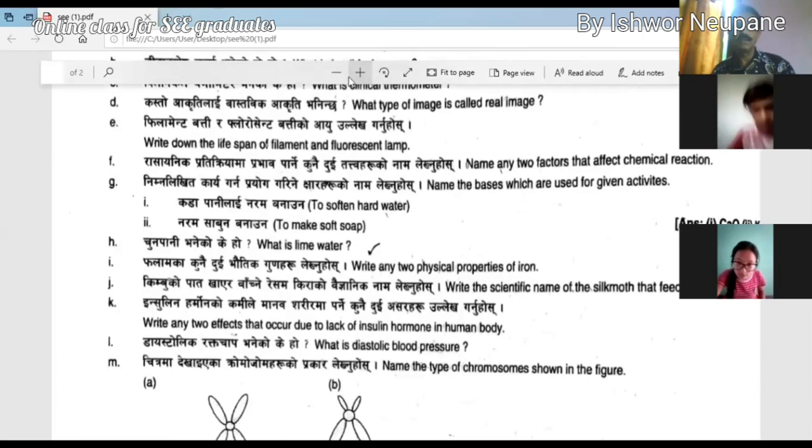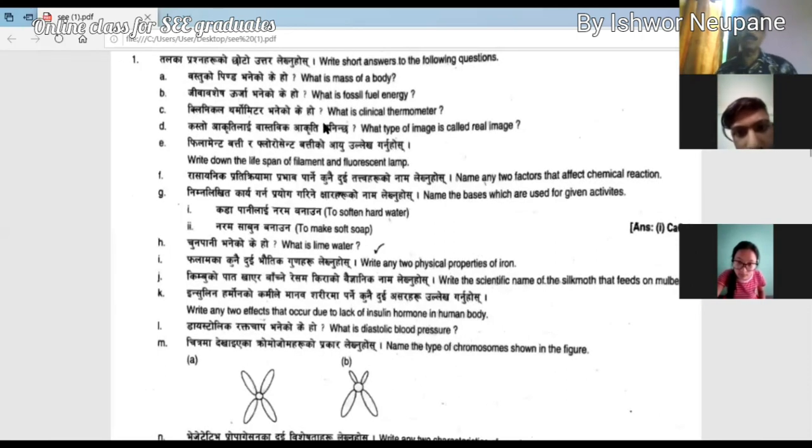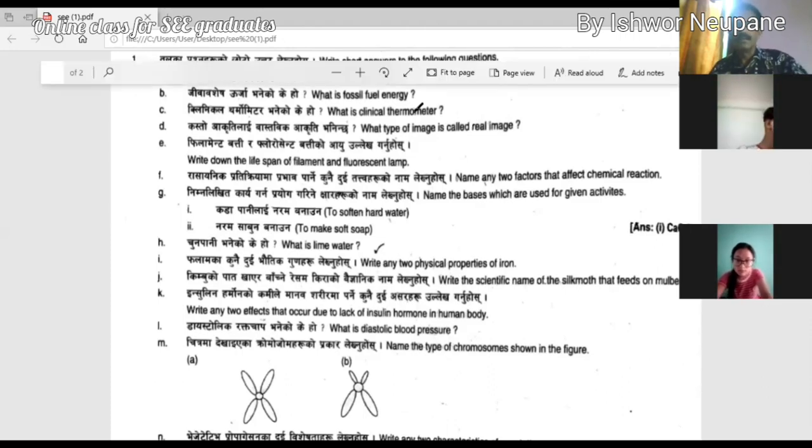So now let me discuss the questions. Question number one. What is mass of a body? Can you define mass of a body? The quantity of matter contained in a body is called mass of a body.